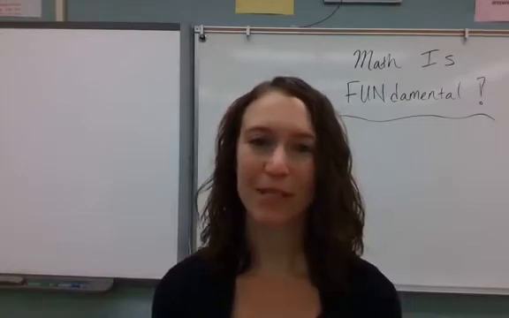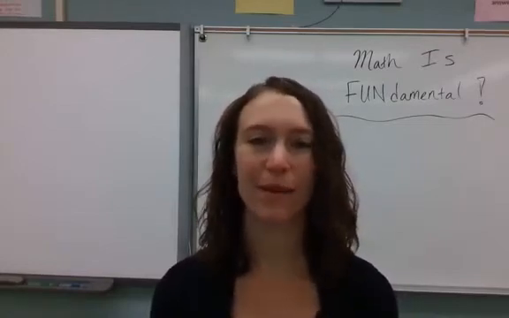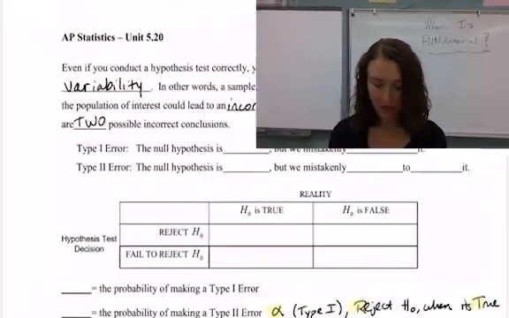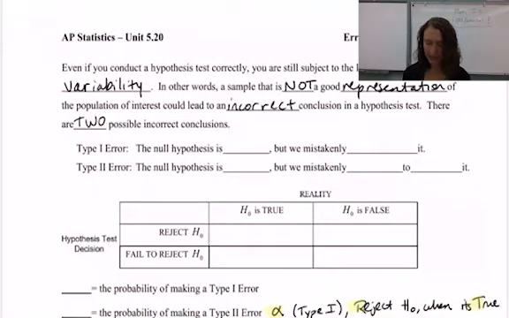Hey class, today we're going to be doing section 5.20 in AP Stats, which is all about errors and hypothesis testing. So even if we conduct a hypothesis test correctly, we are still subject to the laws of sampling variability. What that means is when we get a random sample, even if it's not biased, that random sample might not be a good representation of the population. That's just one of the natural laws of randomness. We might get a bunch of samples that are great, and then we might get some that aren't.